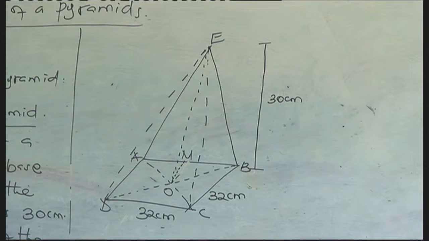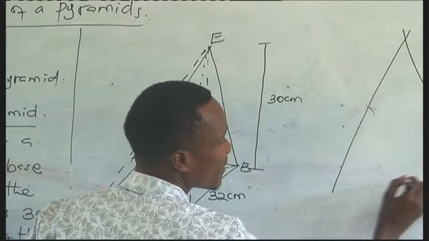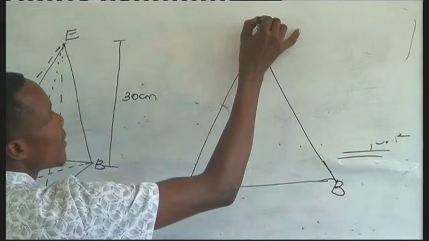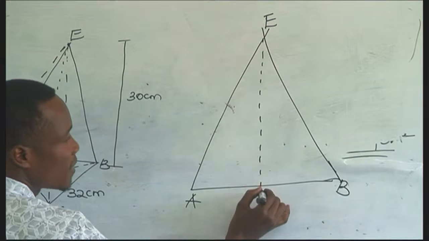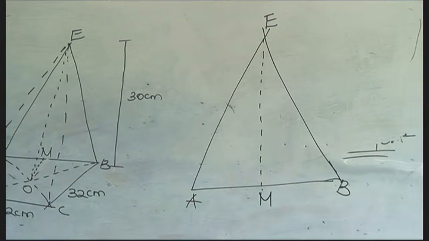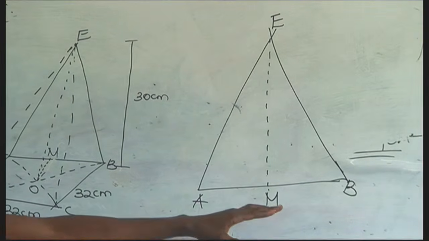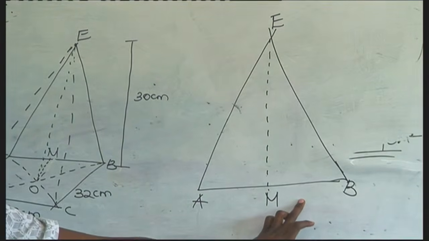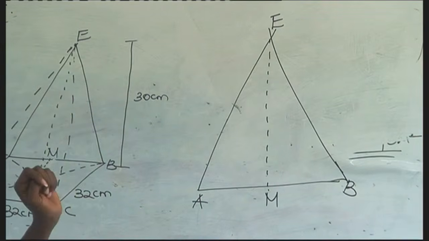Now M is here. So let me draw again that side. This is A, B, E. So I have this perpendicular height of this side, and this is M, where M is the midpoint of this side AB of this triangle. So I'm finding a way to get this EM. After getting EM, we shall work out the area of that face straightforward.